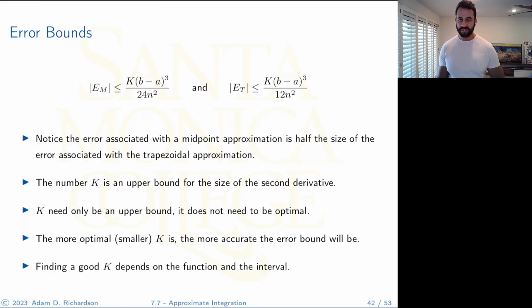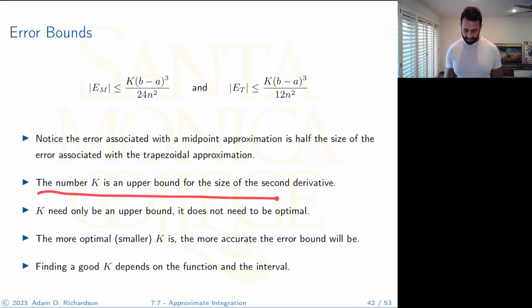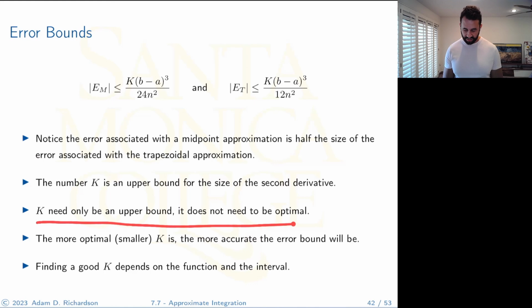Okay, so let's talk about some of the details here. Let's compare both of these. Like we said, the midpoint rule seems to be better. The number k is an upper bound on the size of the second derivative. And this tends to be where students get the most confused, this number k. K is literally just an upper bound on that second derivative on the interval you're working with. So for one, it only needs to be an upper bound. It does not need to be optimal.